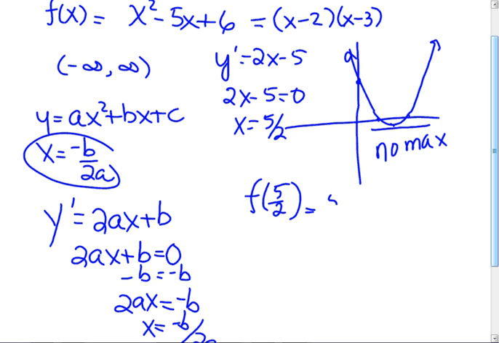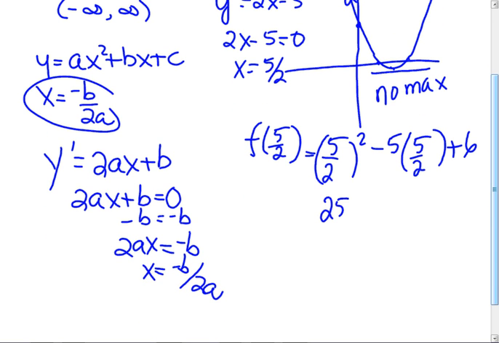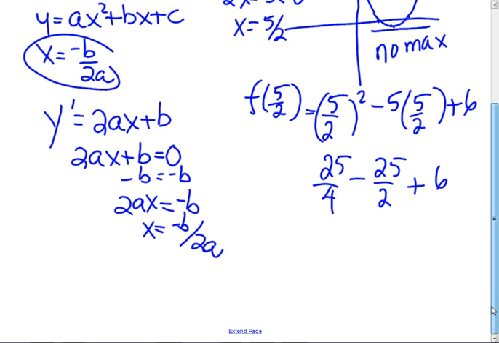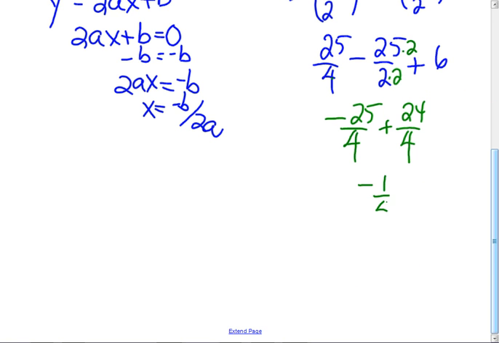Well, we're going to plug it back into the equation. 5/2 squared, because this one's not tough, minus 5 times 5/2 plus 6. Now, my calculator will do the fractions, if I'm in fraction mode. So that's 25/4 minus 25/2 plus 6. Common denominators. Let's just do these. So it's 25/4 minus 50/4. What's 6 in fourths? Right? So now it's easy. That's the value.